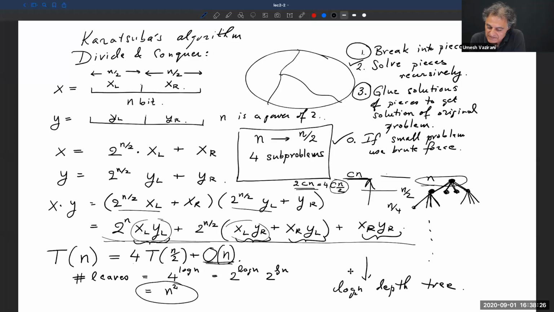Professor, I don't clearly understand how come the gluing process takes the big O of n time. Like you said, shifting and being multiplied by 2 to the n over 2 and all that. So how does that all become big O of n while gluing?